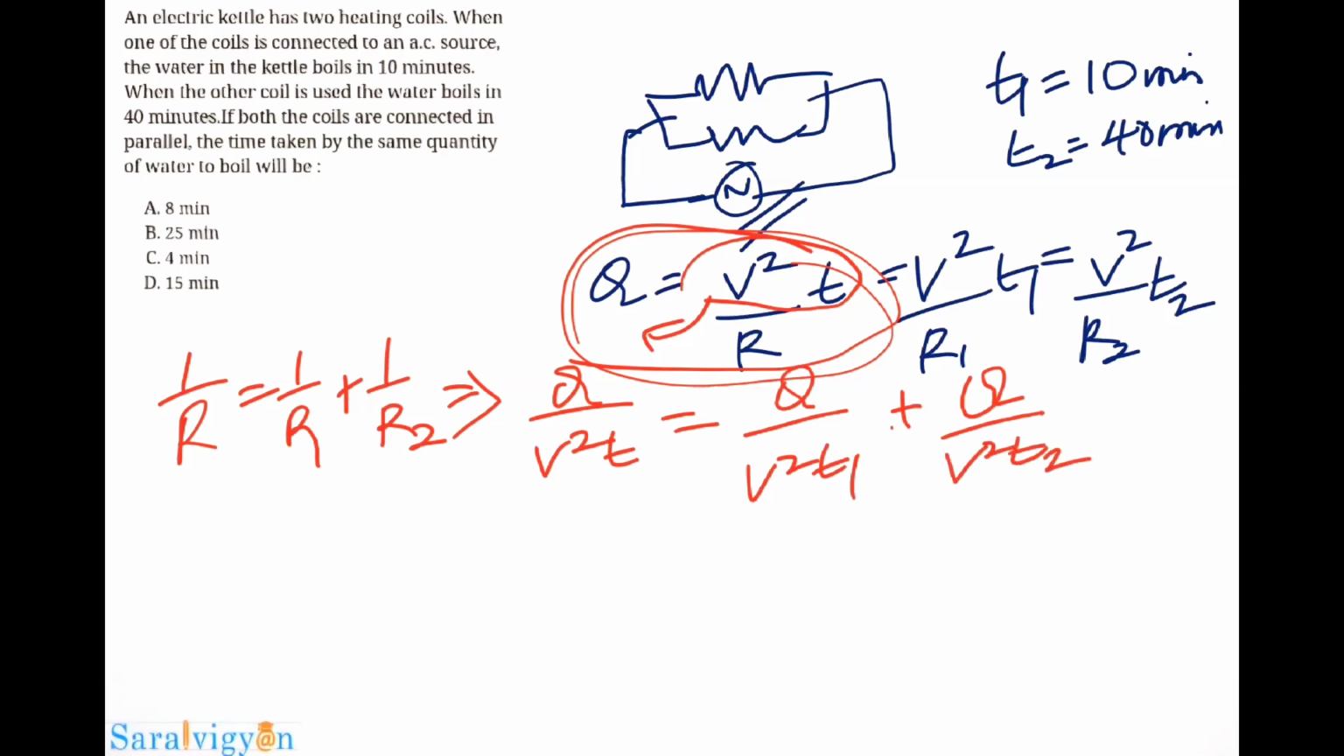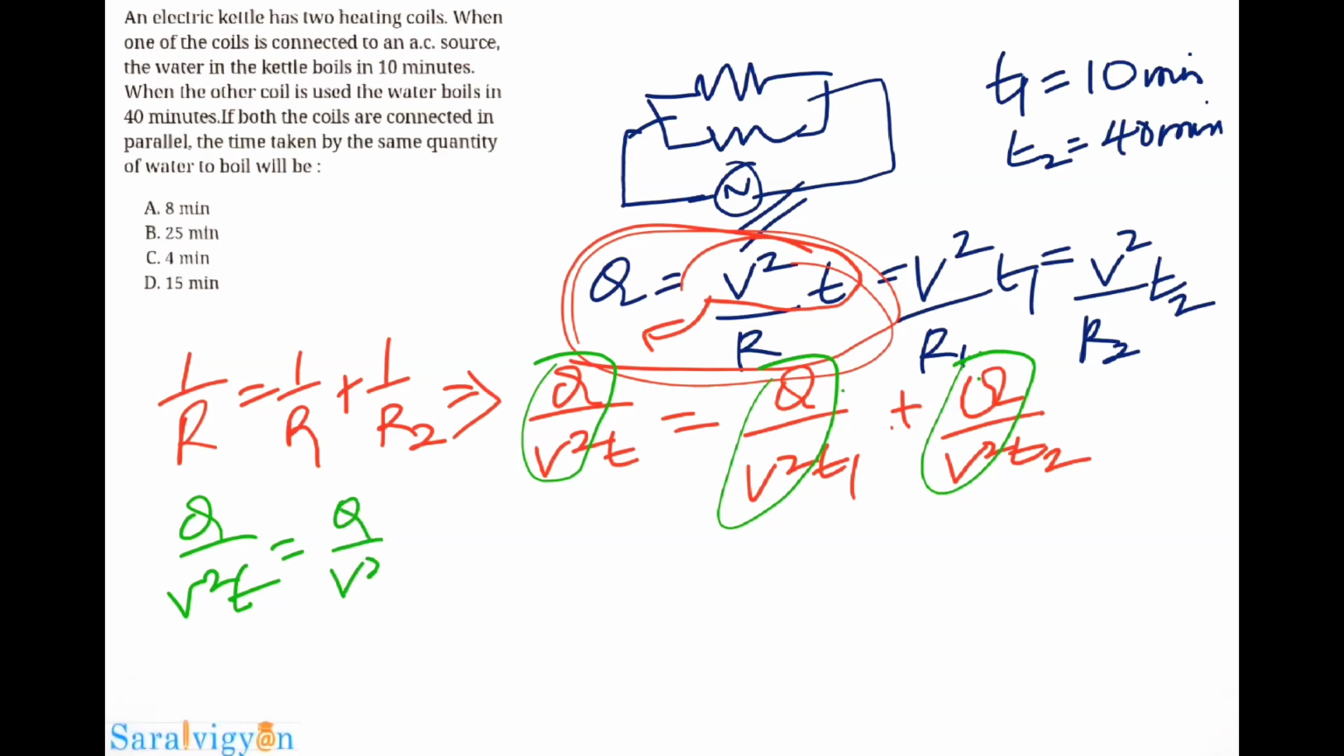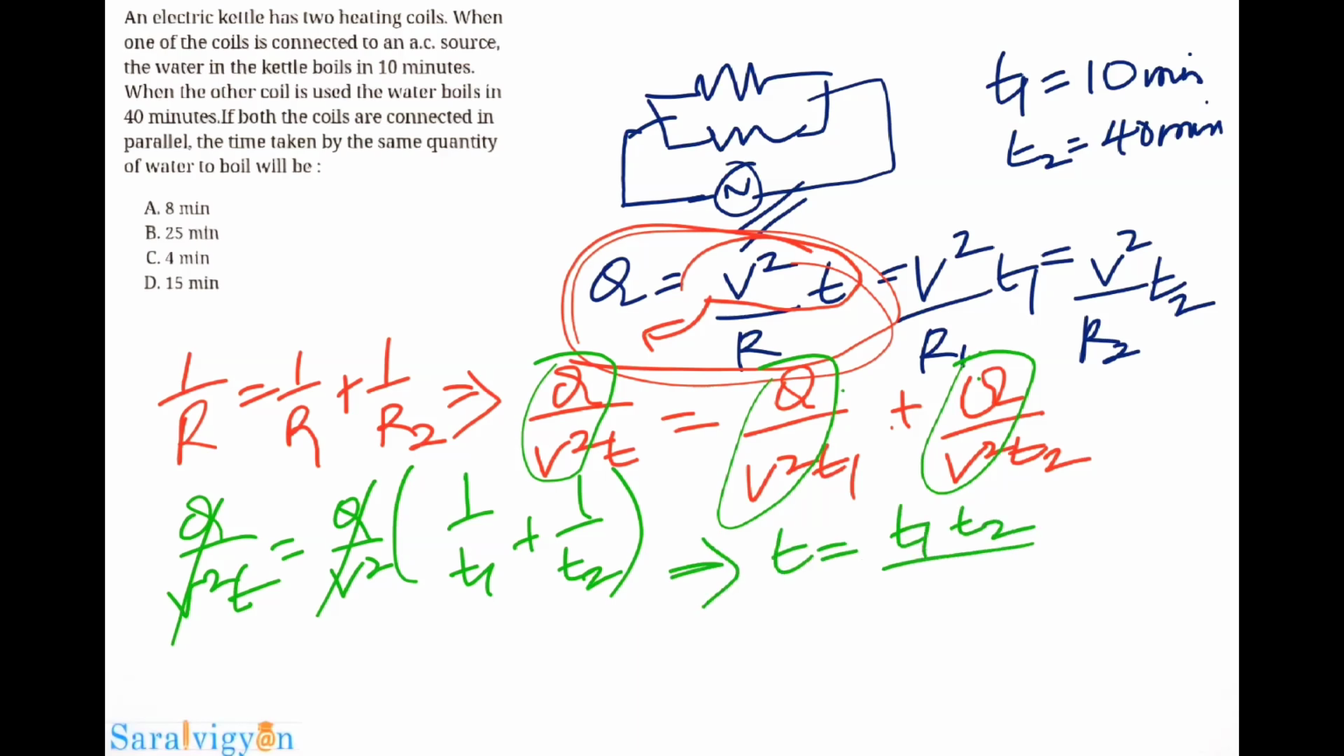Now from this equation we can see that Q by V square is common, so we can just take it out. We get Q by V square T is equal to Q by V square into 1 by T1 plus 1 by T2. We can cancel them and we get 1 by T is equal to 1 by T1 plus 1 by T2. Now we can rewrite it as T is equal to T1 T2 by T1 plus T2, just like how we do for resistances in parallel. Now we know the value of T1 and T2, we just have to substitute in the equation to get the value of T.